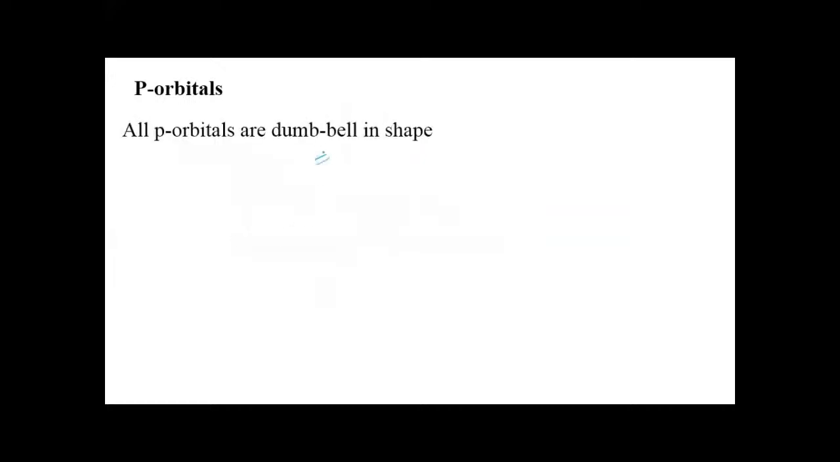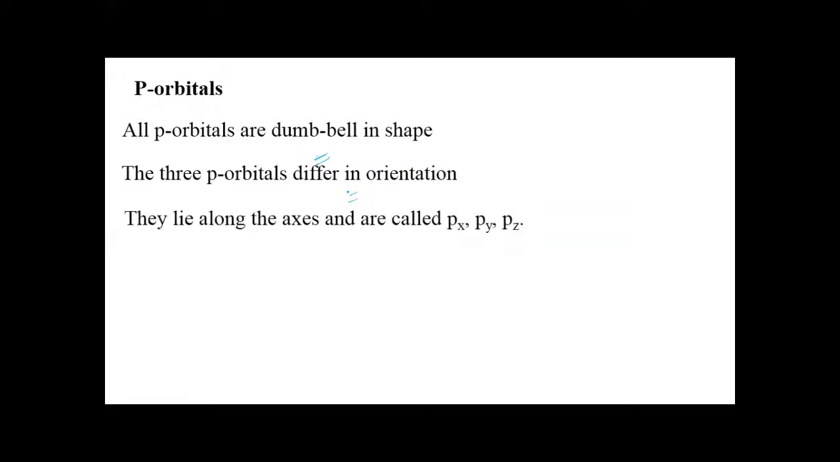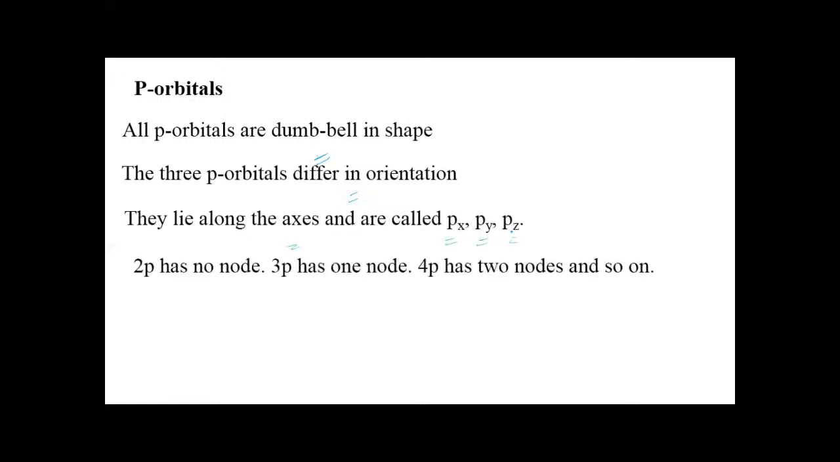The 3p orbitals differ in their orientation. The p subshell contains 3 p orbitals, and they differ in their orientation. They lie along the axes and are called px, py and pz. 2p has no node, 3p has one node, 4p has two nodes, and so on.